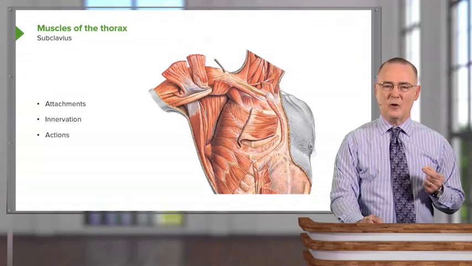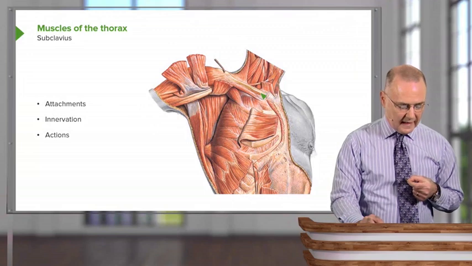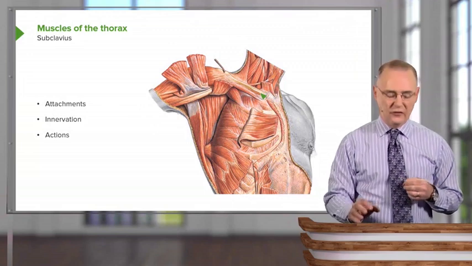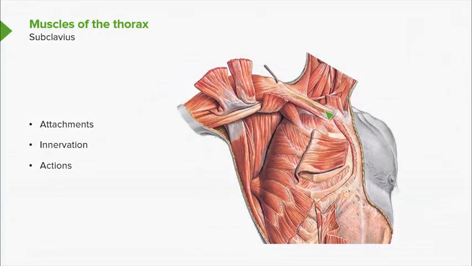The first is its most important function, and that is to stabilize the joint or articulation that exists between the medial end of your clavicle and the manubrium. The other function is it can help depress the clavicle, thereby depressing the point of the shoulder to some degree.